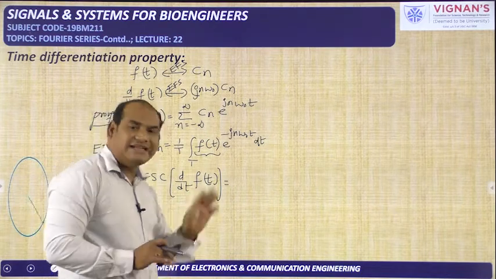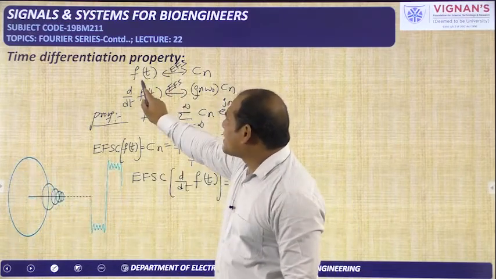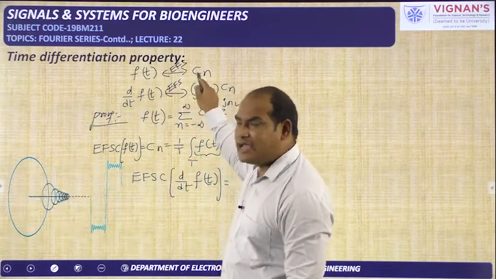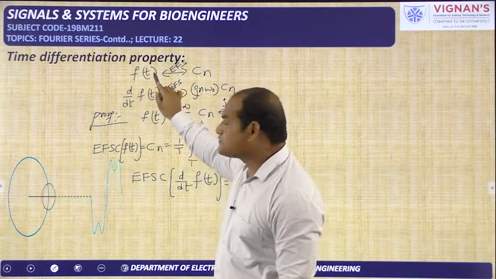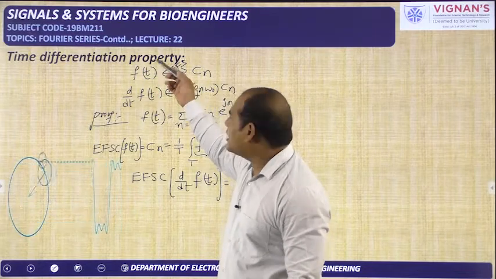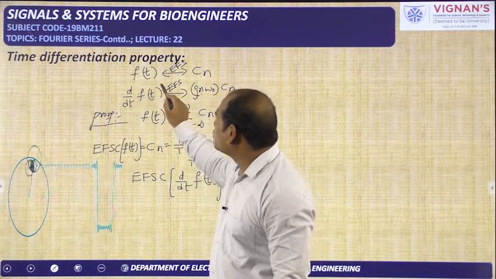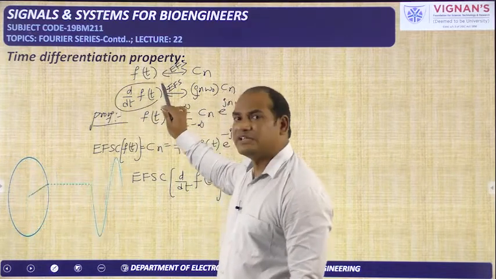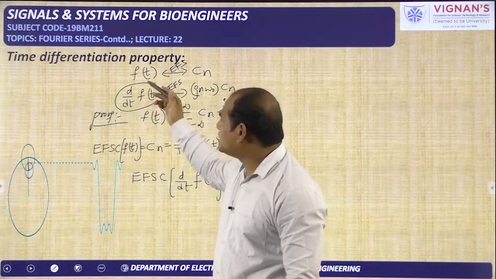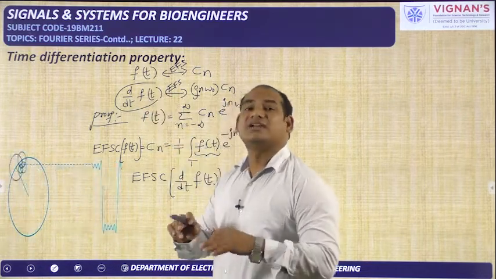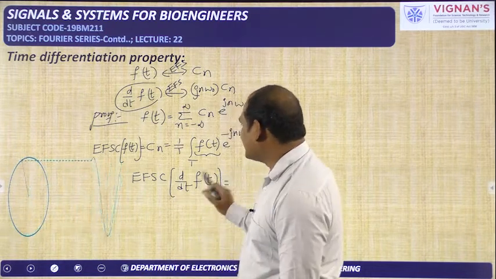So this entire thing is the given one only. We have been given that f of t has the coefficient Cn. Now we need to calculate the coefficient for d by dt of f of t. f of t is one signal. If you differentiate f of t, you will get one more signal, represented by d by dt of f of t. Don't get confused seeing d by dt of f of t; think of it as only one signal, like g of t, h of t. So d by dt of f of t is another new signal. For that signal, we need to find the coefficient. That one I am writing here.